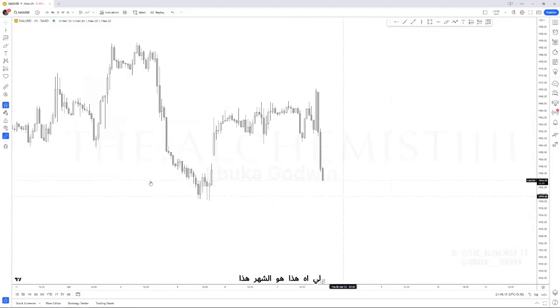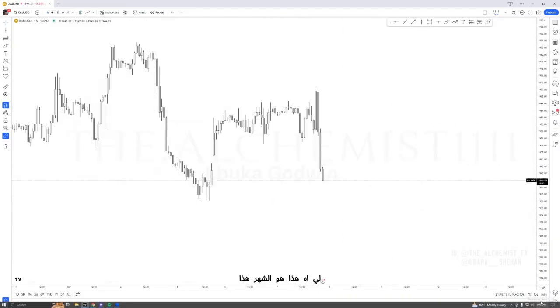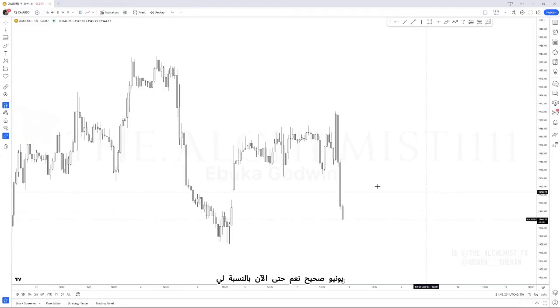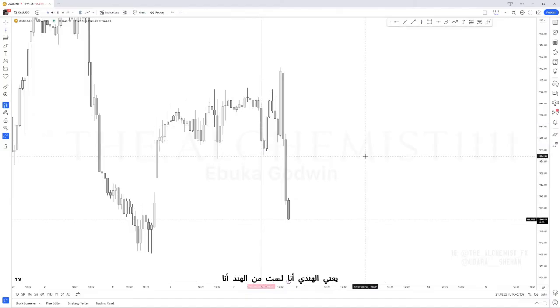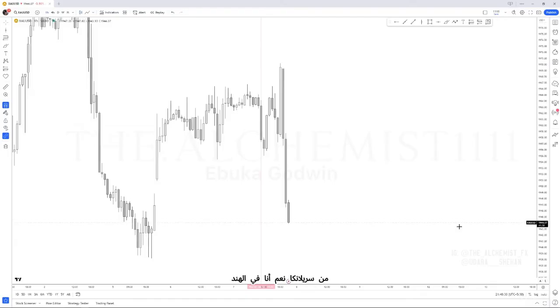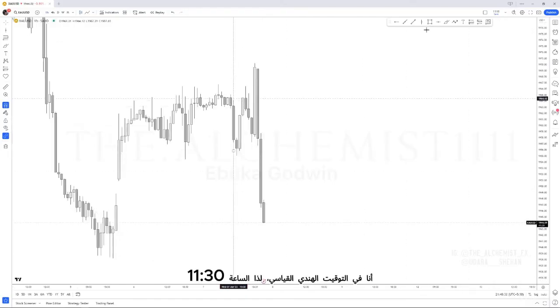So for me, this is June, right? Right now for me, the London kill zone is at 11:30 a.m. IST, the Indian Standard Time. I'm not from India, I'm from Sri Lanka, but I'm on Indian Standard Time. So 11:30 a.m. my time is the London kill zone, and 12:30 p.m. my time is the London session.